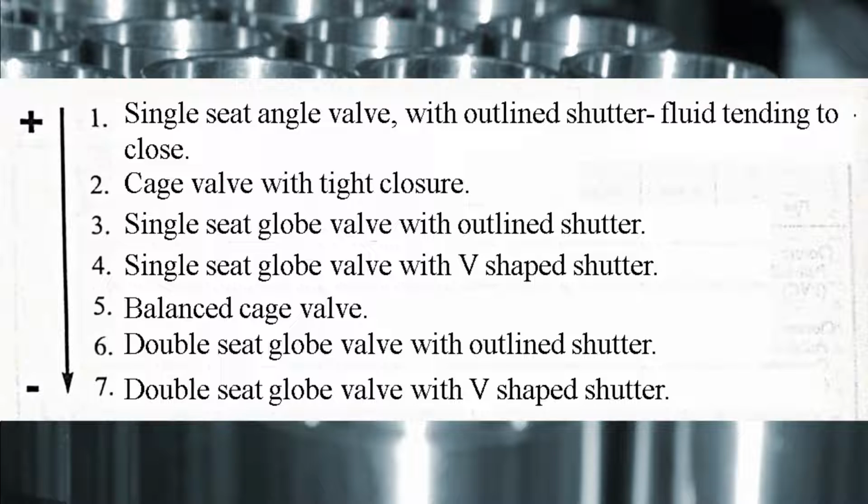Also, a contoured plug is more suitable than a V-shaped plug. This one distributes the fluid flow through one or two of the V-holes, while the first one does so around the periphery of the obturator.